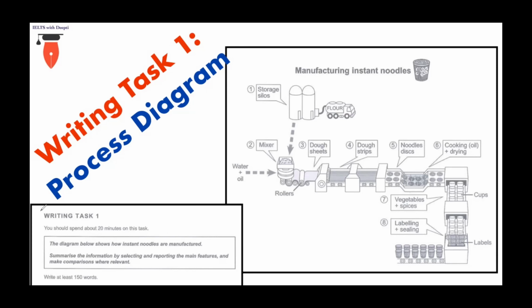This is what your task would look like. The diagram below shows how instant noodles are manufactured. You have to summarize the information. You have to select and report main features and make relevant comparisons. So more or less, you'll see that your task remains the same, and it is just the question, or the topic here, that would keep changing. Otherwise, you have to select and report the main features and make relevant comparisons.